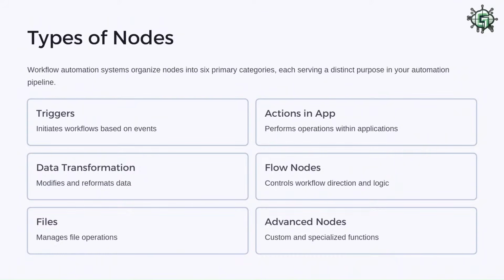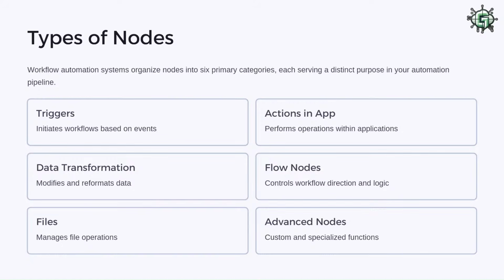Okay. So trigger is like start workflows based on events. The next is action in app, which does operations inside apps, like what app operations you want to perform. Next is data transformation. Changing or reformatting the data is data transformation. Flow nodes are like control logic, if else statements, like direction and all, is considered as flow nodes.